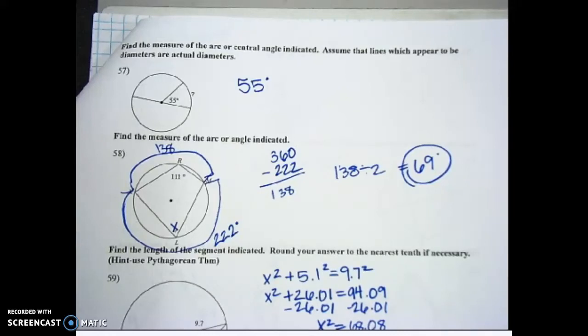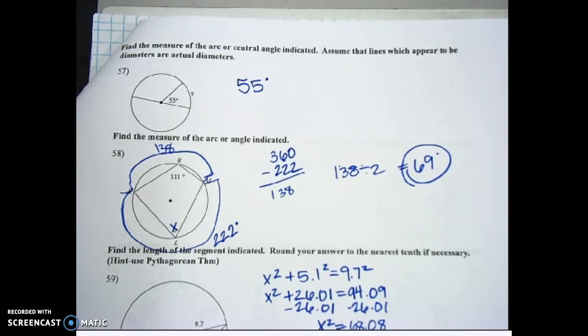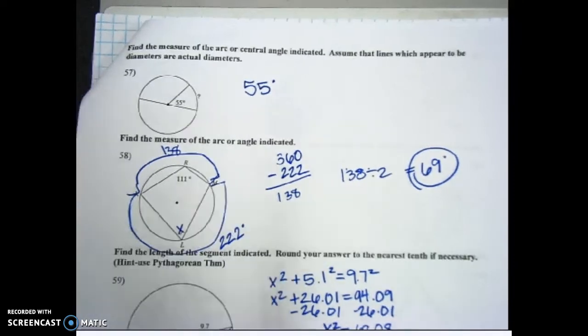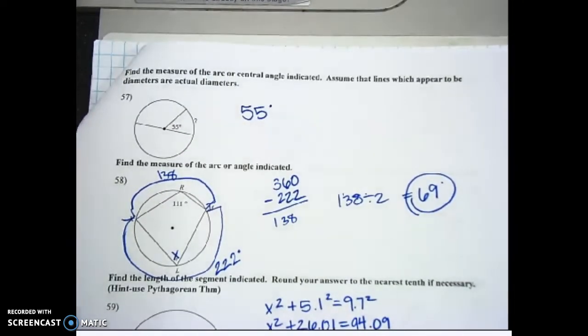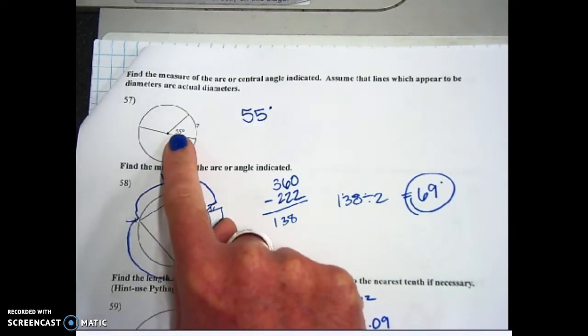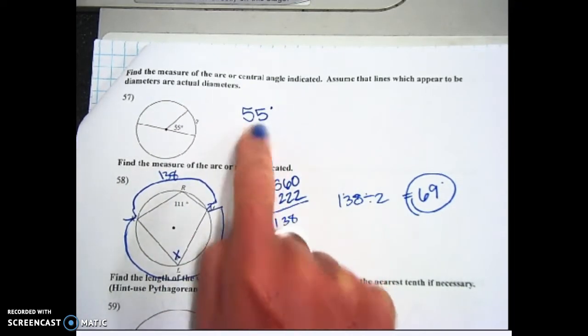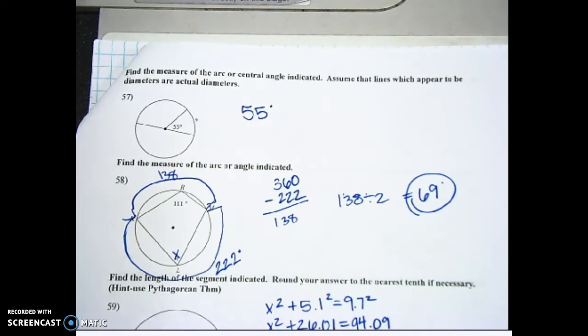This is page 9 and 10 of the second semester geometry final review. So up at the top of page 9, we have number 57, which says find the measures of the arc or central angle indicated. Assume that lines which appear to be diameters are actual diameters. So central angles and their arcs have the same measure. So it's just 55 degrees.